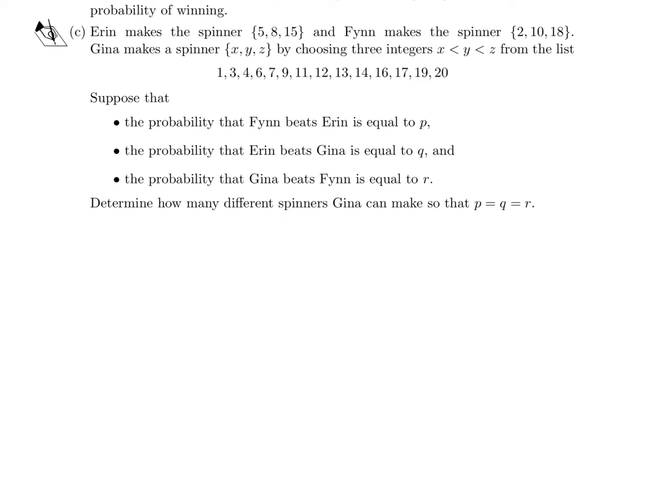Aaron makes the spinner 5, 8, 15. Finn makes the spinner 2, 10, 18. Gina makes the spinner XYZ by choosing 3 integers x less than y less than z from this list. Suppose that the probability that Finn beats Aaron is P, the probability that Aaron beats Gina is Q, and the probability that Gina beats Finn is R. Determine how many spinners Gina can make so that P equals Q equals R.